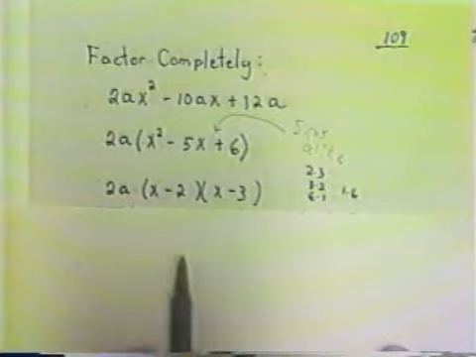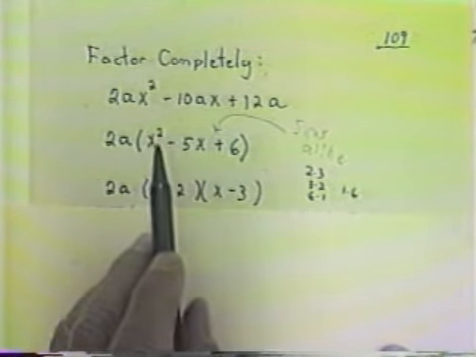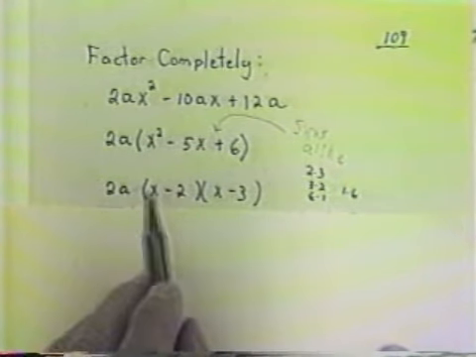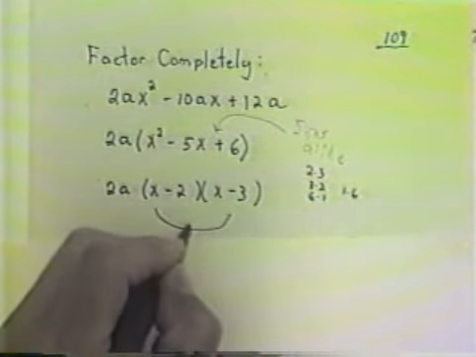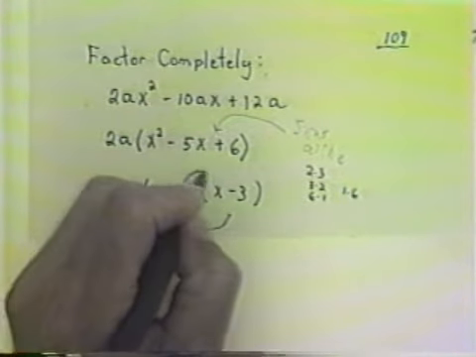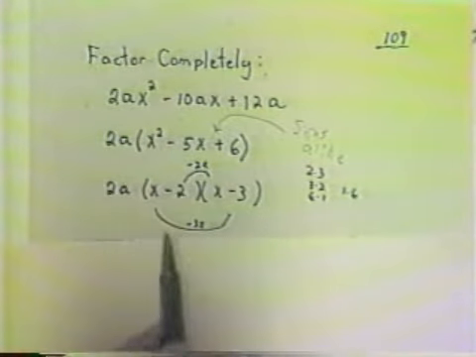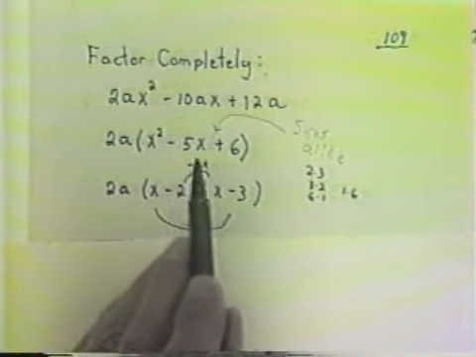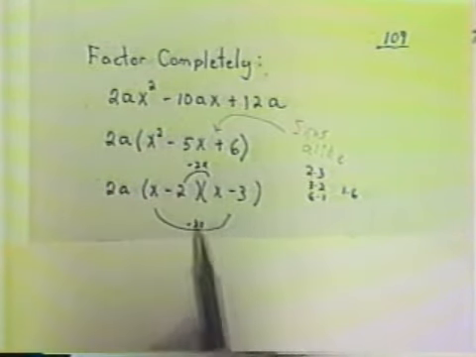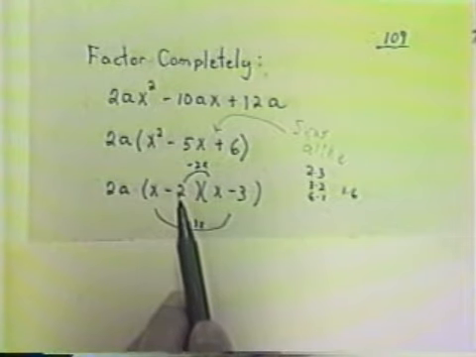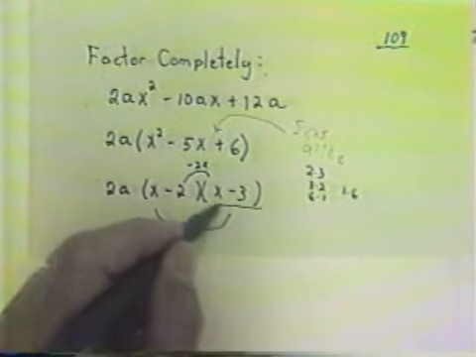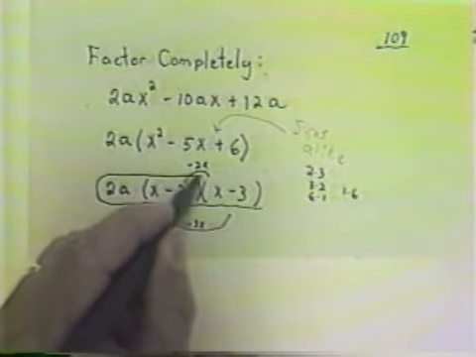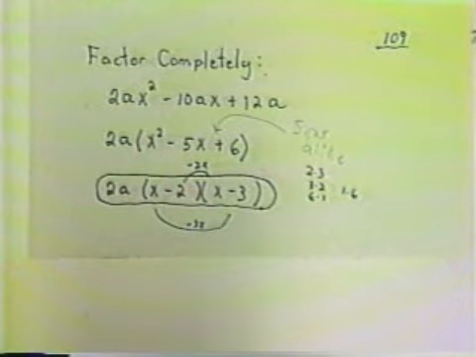Let's check this in our head just to make sure. X times x is x squared. If I multiply the outside terms together, I get a negative 3x. The inside would be a negative 2x. If I add the negative 2x and negative 3x, I get a negative 5x, so that checks. Now multiplying the last two terms together, a negative 2 times negative 3 is positive 6. So now I'll circle my answer, which is 2a times x minus 2 times x minus 3.